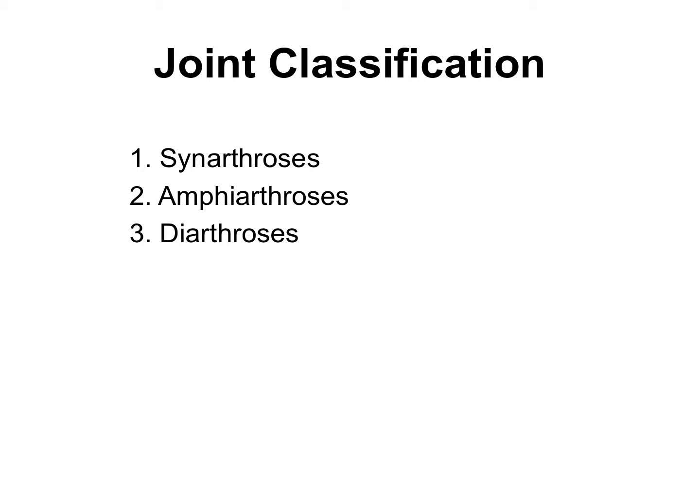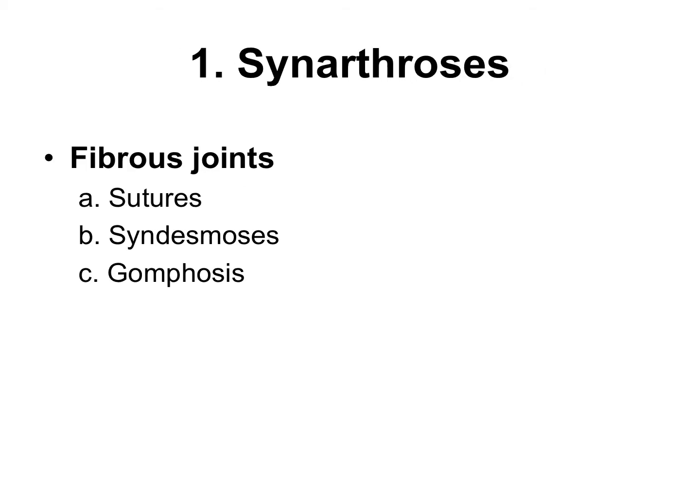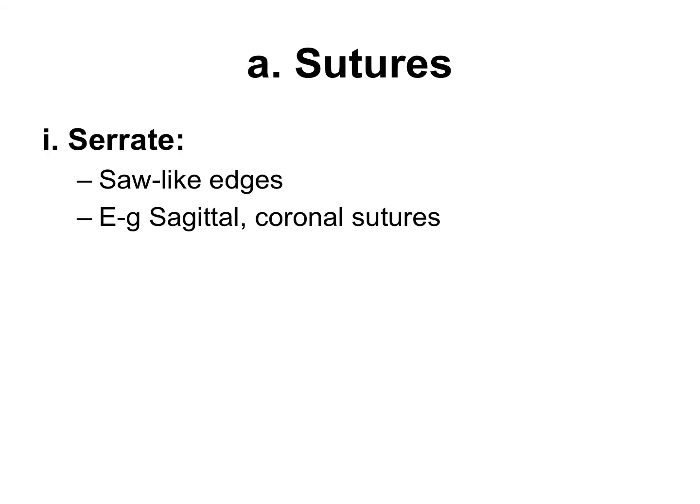The joints are classified as our first main classification was the Synostosis, that is further subclassified into different types. We have fibrous joints, they are further classified as sutures, Syndesmosis and Gomphosis. Now we will do details of the sutures. Sutures are of different types. We have almost 5 types of sutures.